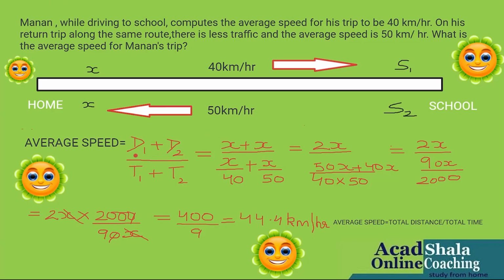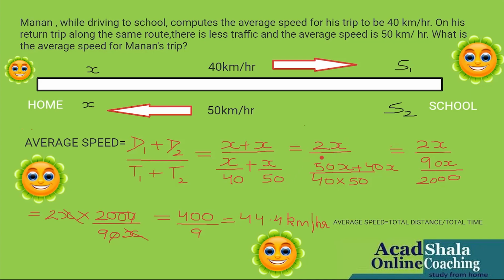So now let us put the values. Now we have put the value, that is average speed is equal to D1 plus D2 upon T1 plus T2. So D1 distance and distance, so x plus x upon T1, T2 we have taken out. We have quoted the value over here. Solve further, children. X plus x upon, quote the value, that is x upon 40 plus x upon 50.